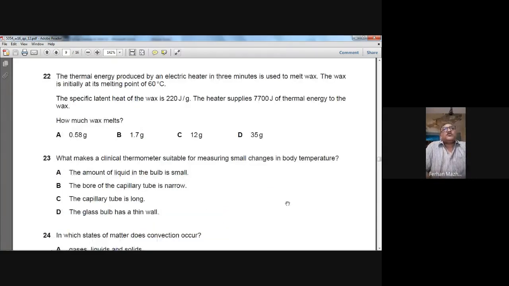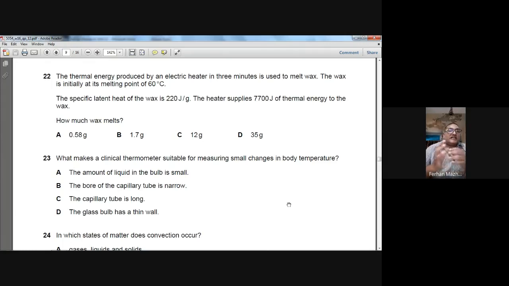On your screen, you can see we have question number 22. The thermal energy produced by an electric heater in 3 minutes is used to melt wax. The wax is initially at its melting point of 60 degrees centigrade. The specific latent heat of the wax is 220 joules per gram. The heater supplies 7700 joules of thermal energy to the wax. How much wax melts? You know, he's talking about melting at the melting point.